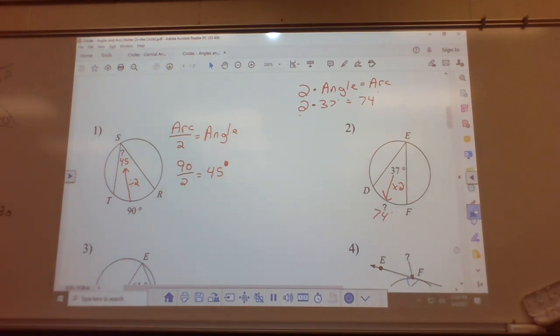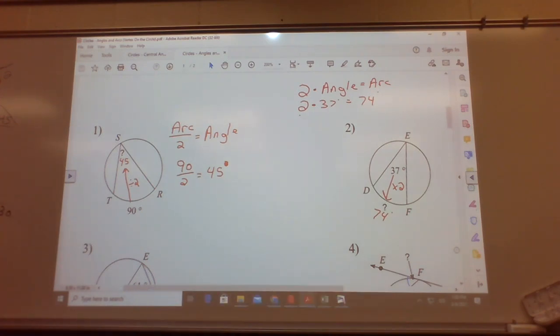So those two didn't take any extra steps at all. No extra step on those two. But some of the other ones do take some extra steps. Are we okay on 1 and 2?